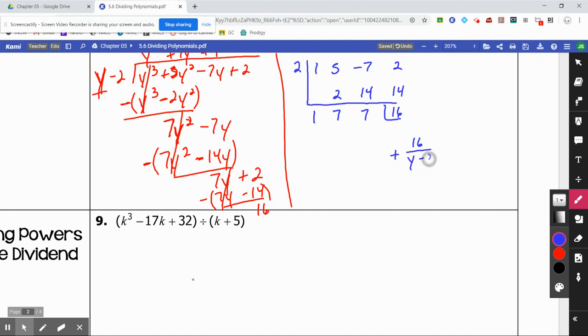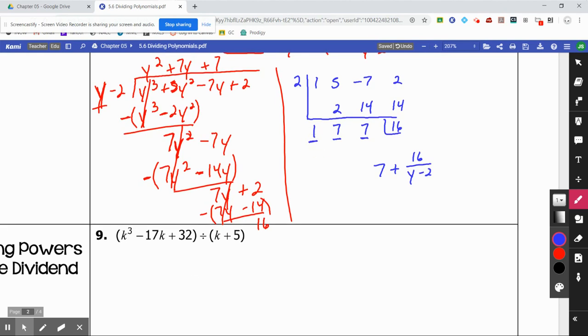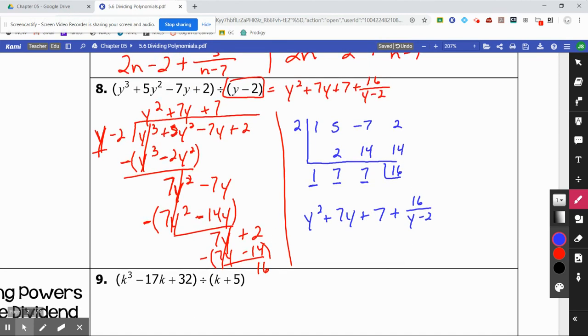So you're going to take your remainder and write it over what you divided by, which was y minus 2. Then you're going to count up. This is your constant term. This is your y term, and this will be your y squared term. So 1y squared plus 7y, and then that positive 7 here. Make sure you put your plus or minus signs. You get the exact same answer.